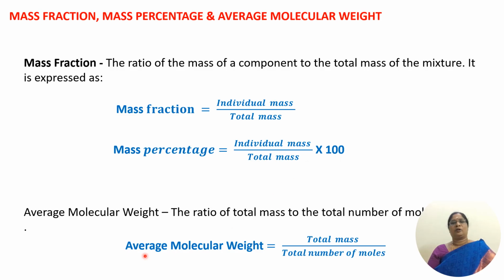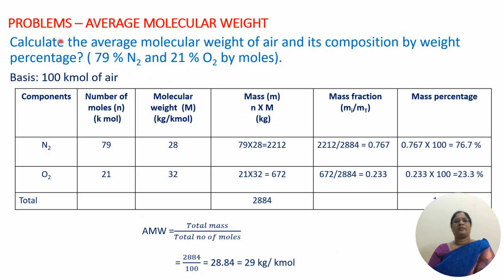Then let us talk about what average molecular weight is. Average molecular weight is the ratio of total mass to the total number of moles, and it can be mathematically expressed as average molecular weight is equal to total mass by total number of moles, that is, small m by small n. Let us solve a simple problem based on average molecular weight.